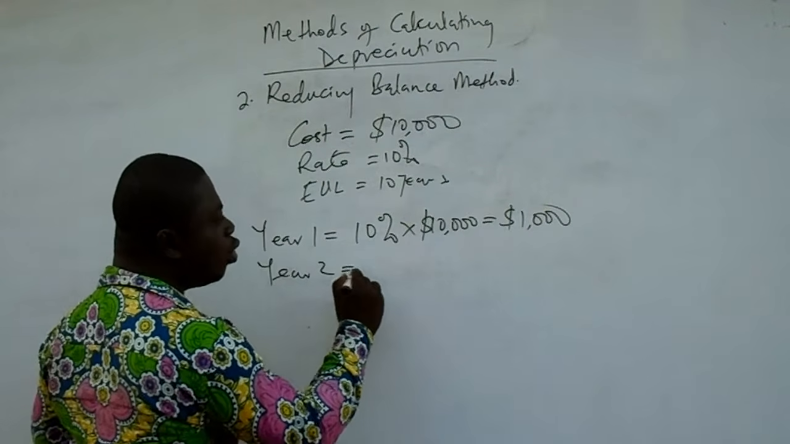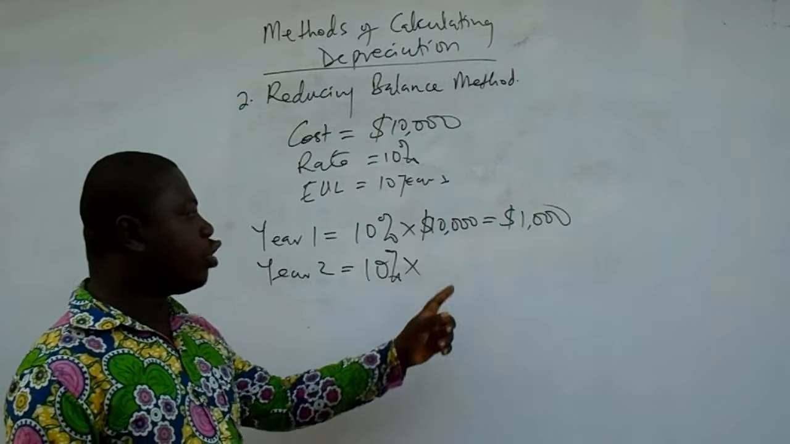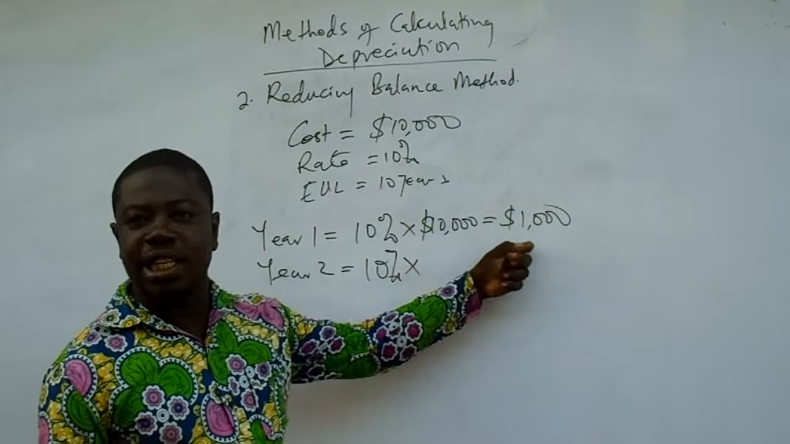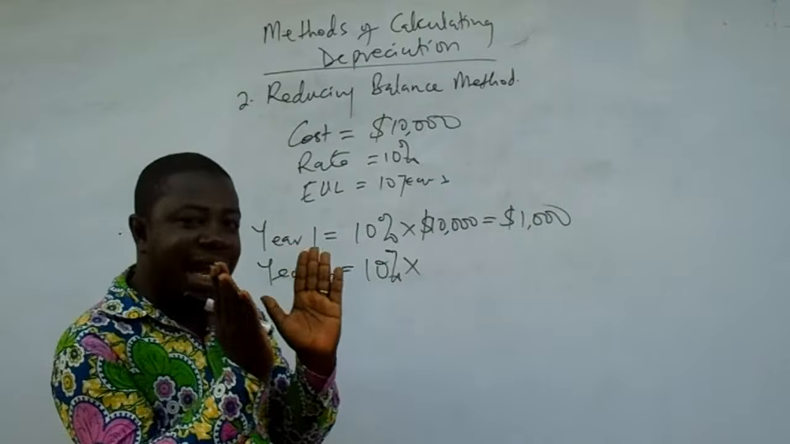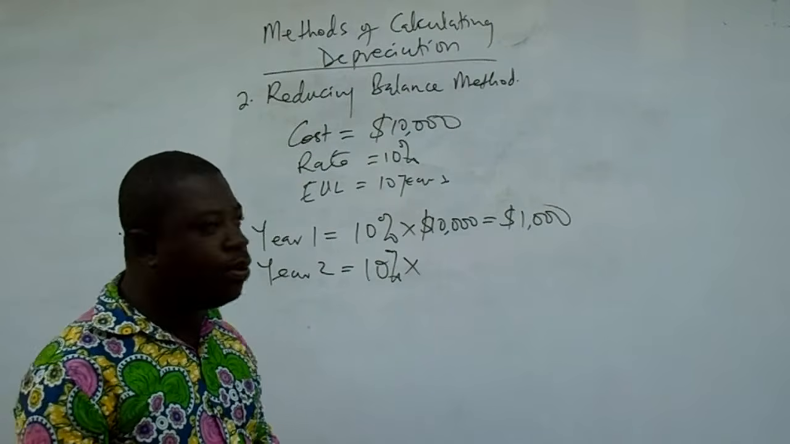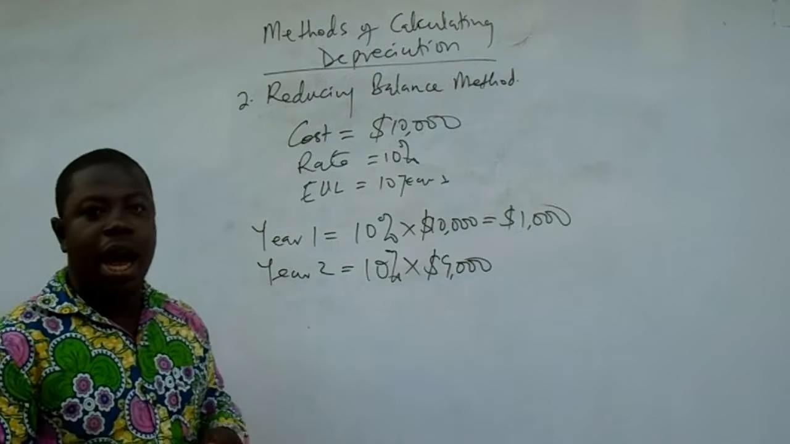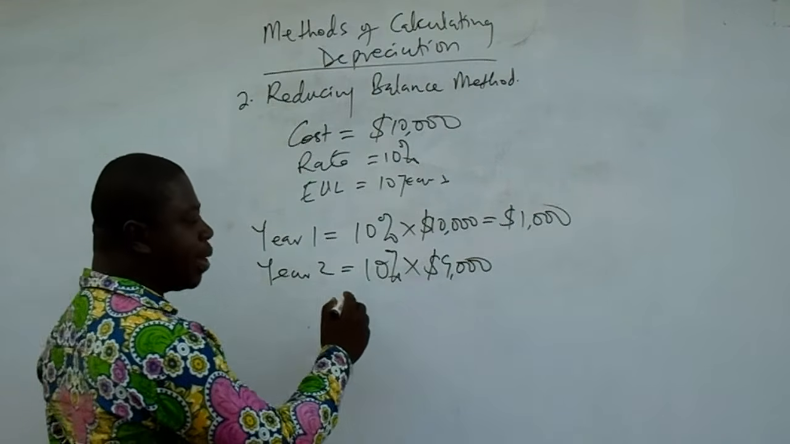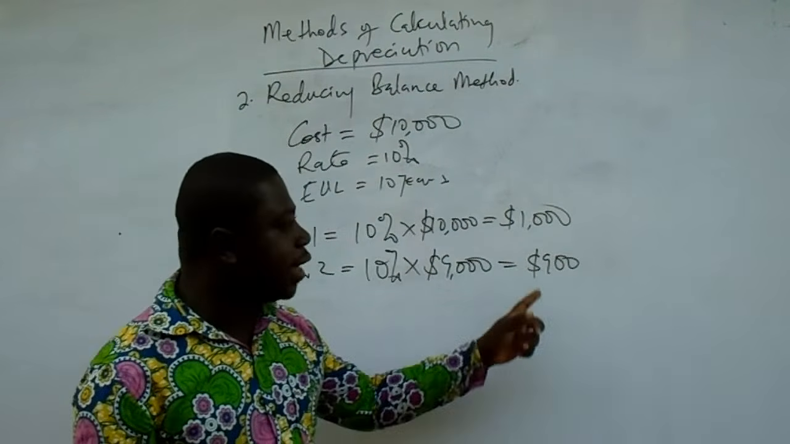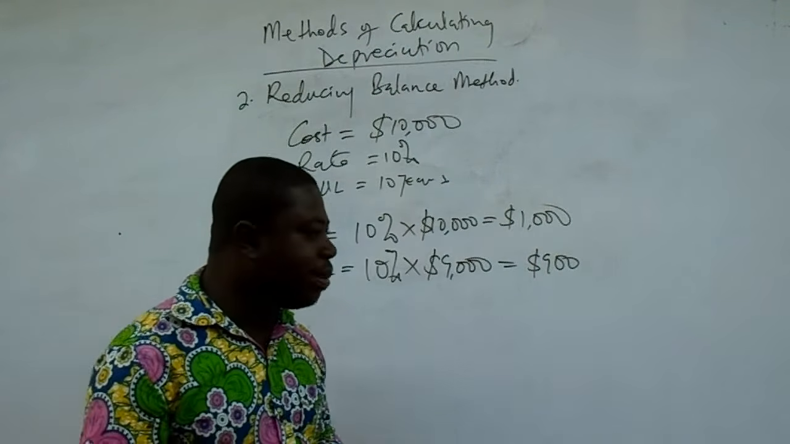Now in year two, we are going to apply the same 10%, but this time around, it's not going to be on the $10,000, which is the cost. We are going to subtract this 1,000, the depreciation charge for last year. So it means that we have already used 1,000 out of this 10,000, and so we have a net book value of $9,000. And what we are going to do is that our depreciation charge is going to be 10% on 9,000, which is going to give us $900 instead of the $1,000 previously. And so that is the idea with the reducing balance method.